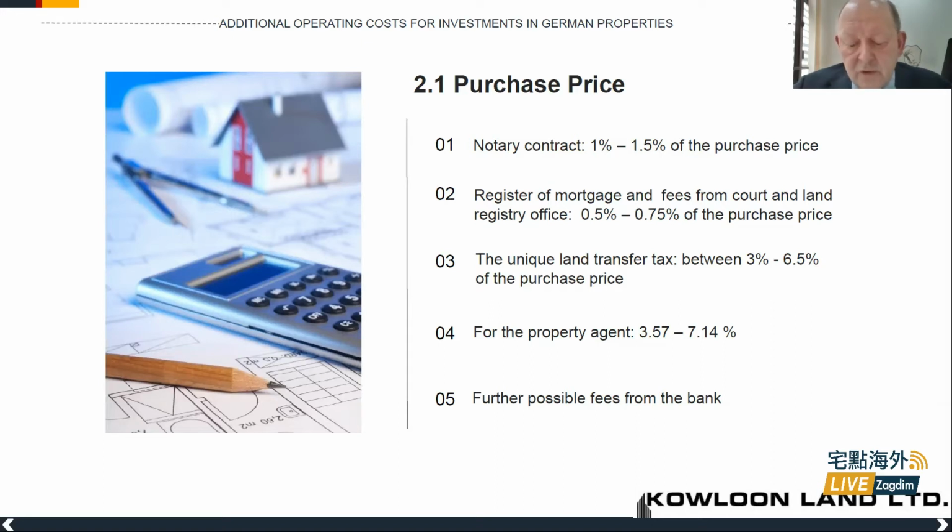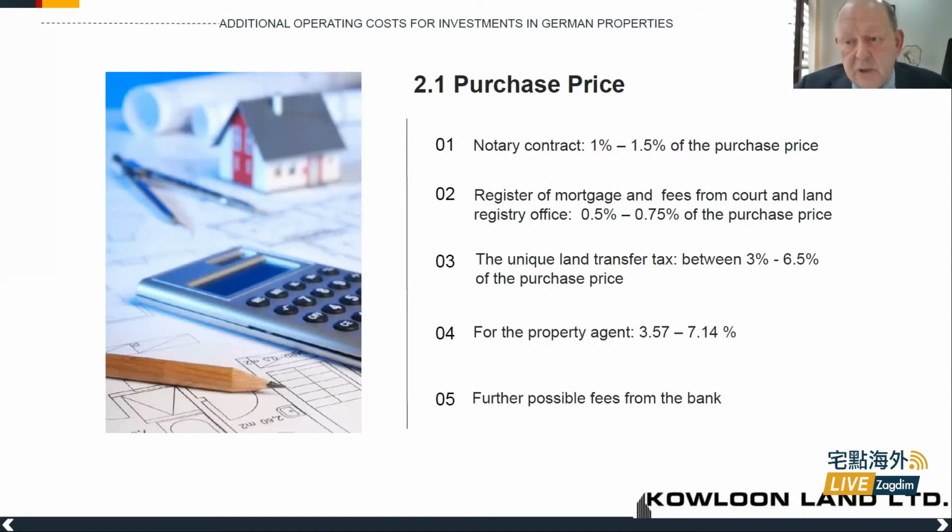Next one is the register of mortgage and fees from court and land registry office. That will be around 0.5% to 0.75% of the purchase price.